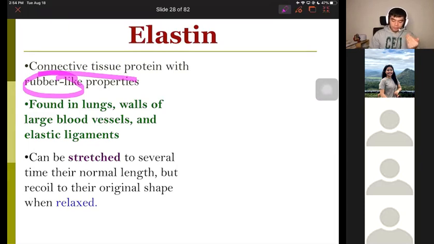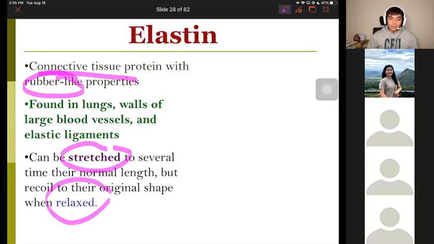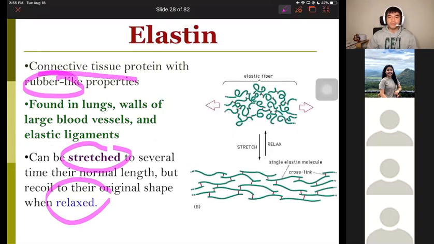So this is usually found in different areas of the body, particularly in the lungs, okay? In the lungs, and aside from that, in the walls of the blood vessels, that's why blood vessels and lungs are elastic. Okay? They can be expanded and they can get back to their original form. And then also in ligaments. So that's why I said that they can be stretched several times and then they can recoil back to their original shape when relaxed. So that is the property of elastin.